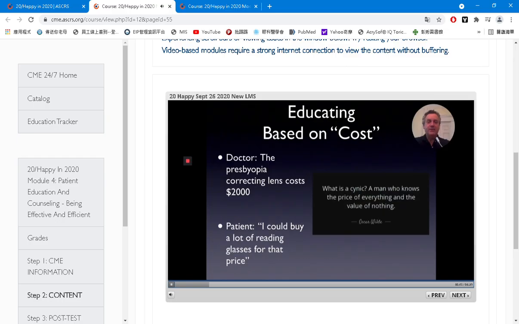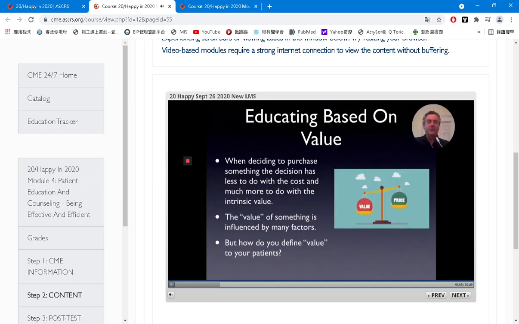When you educate a patient just on cost alone, you end up with this type of discussion. The doctor saying a presbyopia correcting lens costs $2,000, and the patient saying, I could buy a lot of reading glasses for that price. Cost really isn't helpful. What's much more important is to educate people based on value. Whenever anyone decides to purchase something, the decision really has less to do with the cost associated with the purchase and more to do with the value they perceive that purchase will bring to their quality of life.